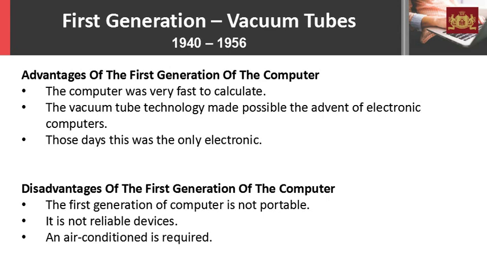Advantages of the first generation of the computer: it was very fast to calculate. The vacuum tube technology made possible the advent of electronic computers. In those days, this was the only electronic technology.